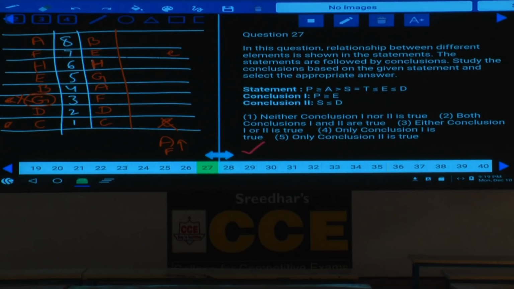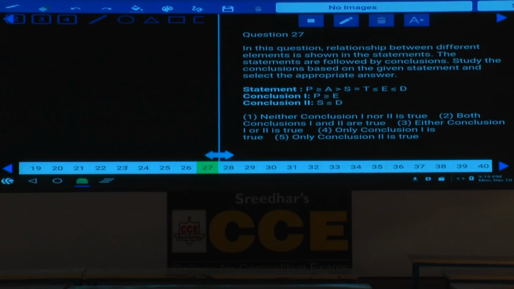Now these questions 27 to 32 are based on coded inequalities. Now the relation between P and E. If you observe here between P and E, there is 1 greater than, 1 lesser than, 2 opposite symbols, no relation between these two. Then coming to the second one, S and D. Forget about this equals to, S lesser than or equals to D, definitely true. Hence only conclusion 2 follows, that is choice 5.